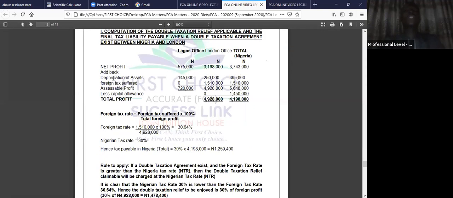One of the things we're going to add back here is depreciation. And so here we've added back our depreciation. And the next thing we're going to add again is foreign tax suffered. We want to see the situation of things before we paid our tax. And so what we now have here is accessible profits. So this is your accessible profit. Now that we've gotten our accessible profit, it's time to remove our capital allowance.